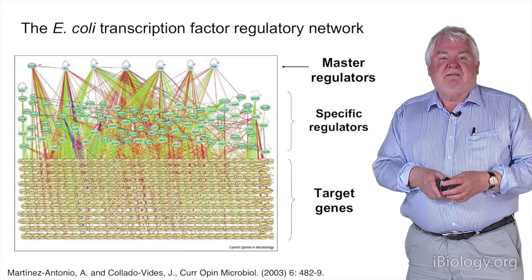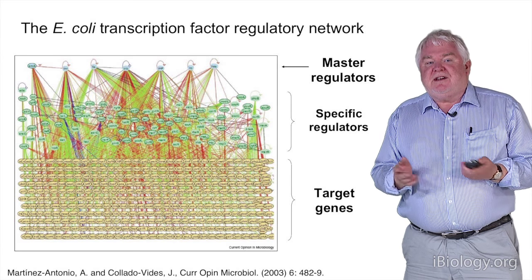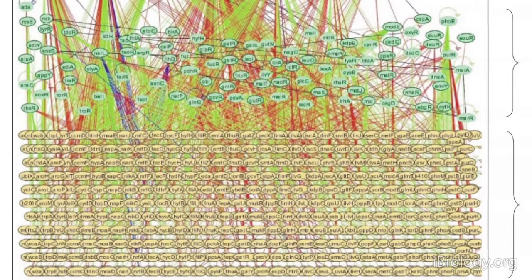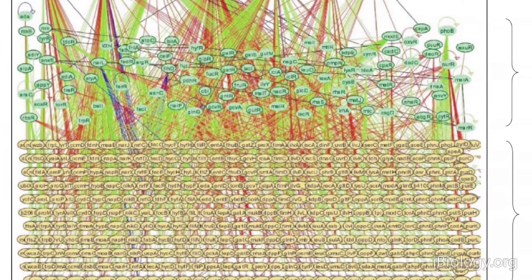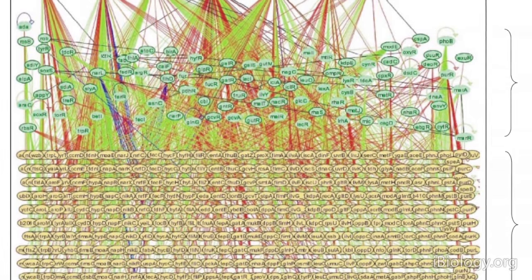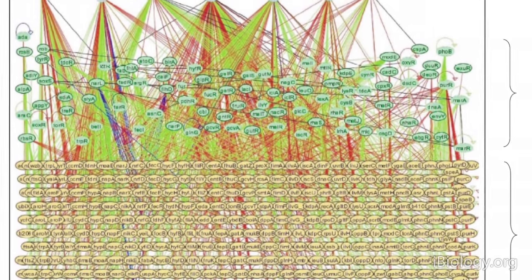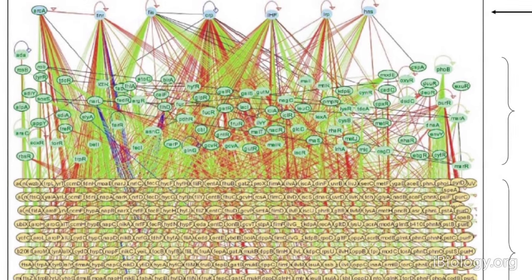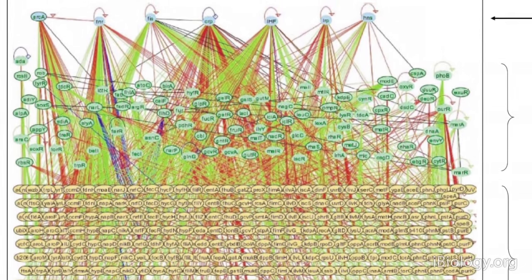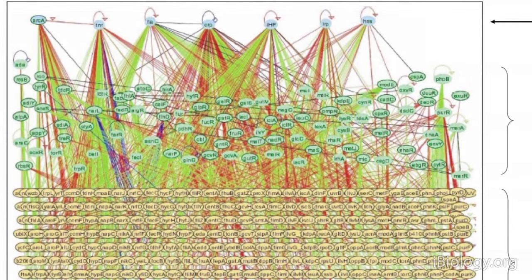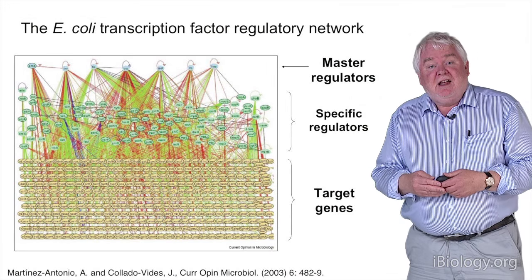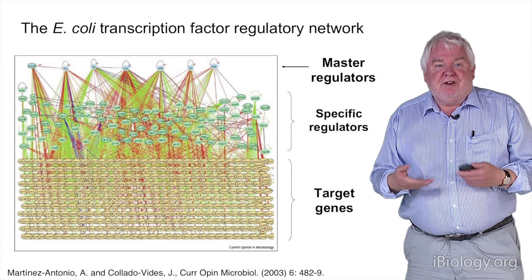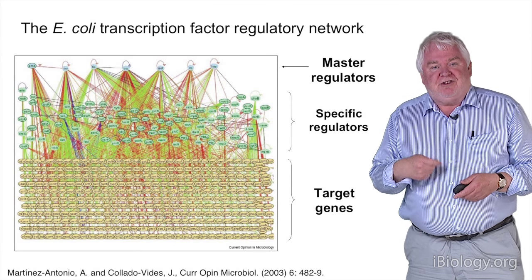This was taken from a review by Julio Collado-Vides. Collado-Vides runs a website in which he tries to collate all the information on E. coli transcription factors. And what you see here is that there's a lot of cross-regulation. Most regulators regulate more than one target. Most targets are regulated by more than one regulator. There are a lot of regulators, and hence there is a lot of room for synthetic biologists to play.